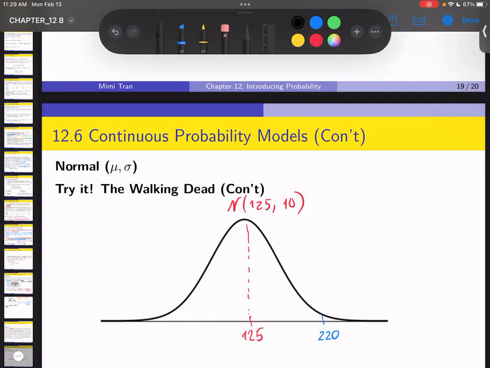Do you guys remember how I do this? I have to transform into a standard score, right? Standardize it. So if I standardize this, I draw another curve. Now my standard curve will have the mean 0 and standard deviation 1. So 0 in the middle right there. And I have to find the z-score. The x-axis on the standardized curve will be the z-score, whereas the x-axis on the regular curve will be the number of people who watch The Walking Dead.